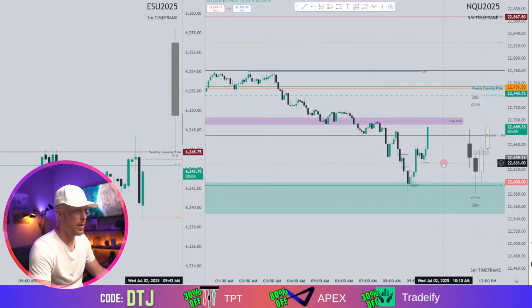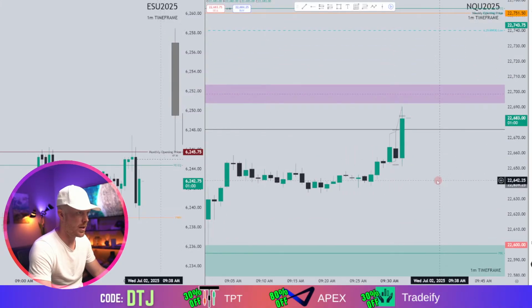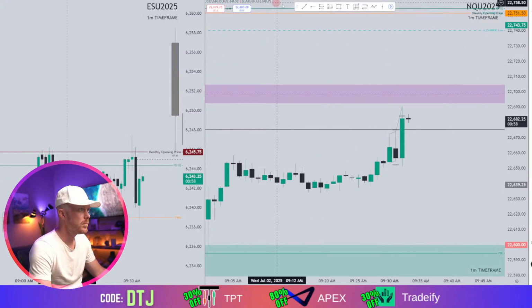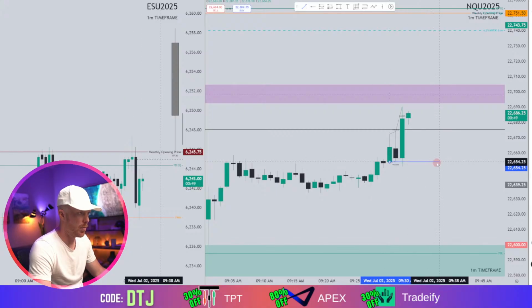All right, there's our pump. Let's drop down to the 1-minute. Let's see if we have any fair value gaps coming up. See if we can get a, excuse me, a 932 fair value gap entry. 930 is opening prices right there.